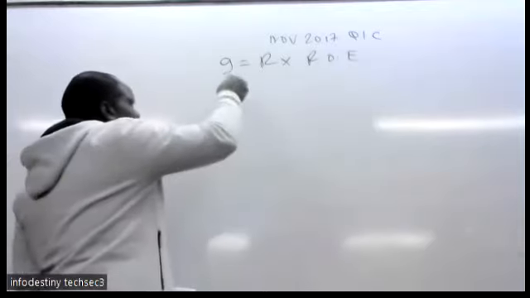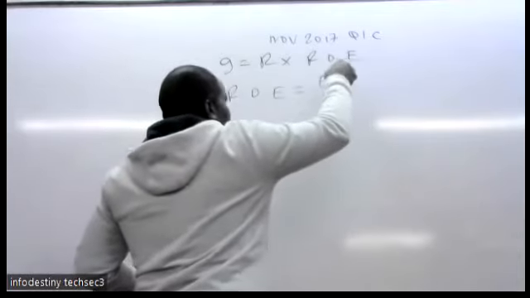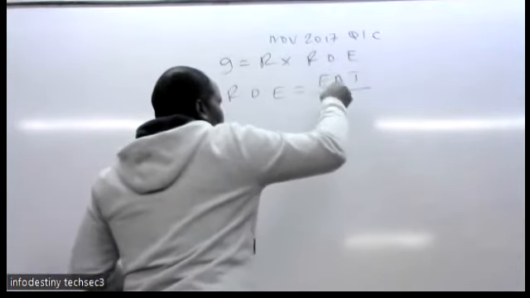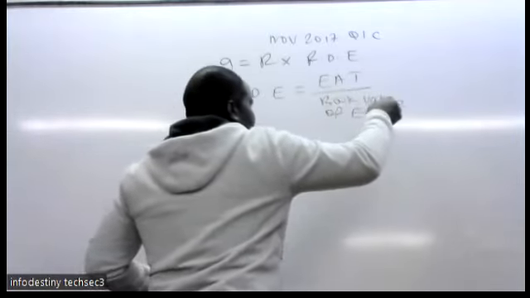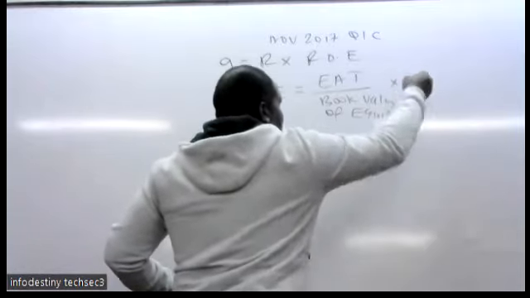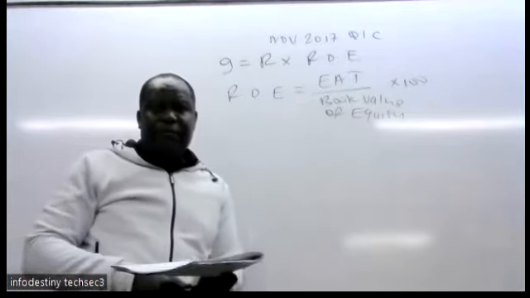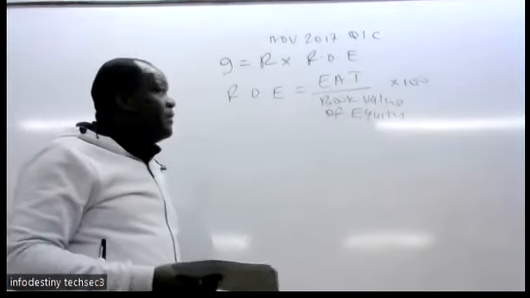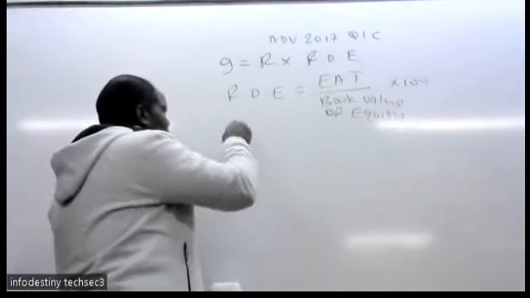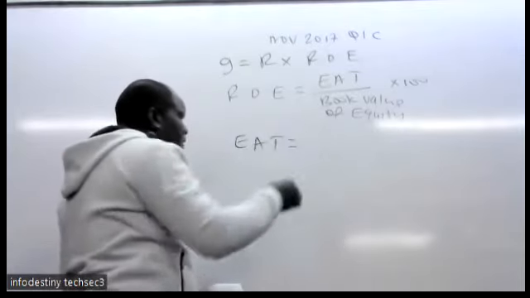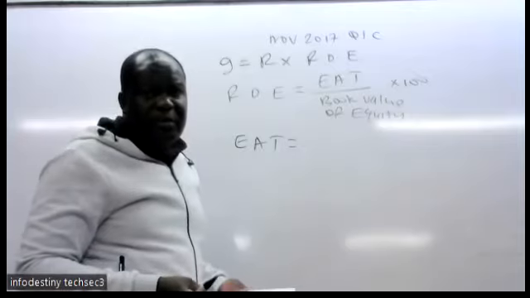The return on equity was not given. It is simply given by earnings after tax divided by the book value of equity, then we show it as a percentage. To get the earnings after tax, you simply take the number of ordinary shares multiplied by the earnings per share.